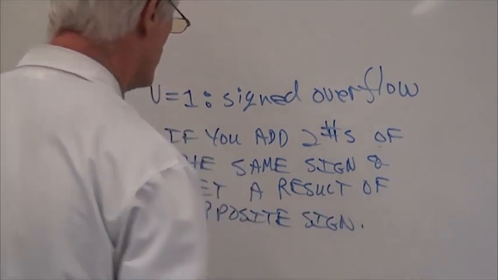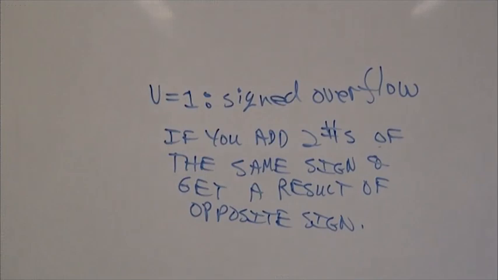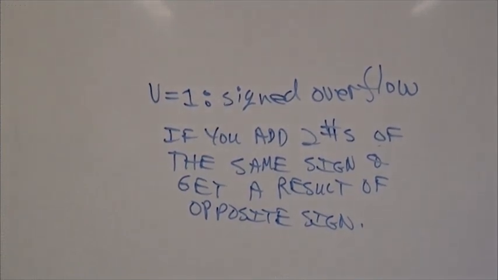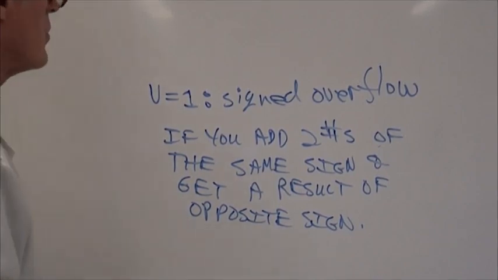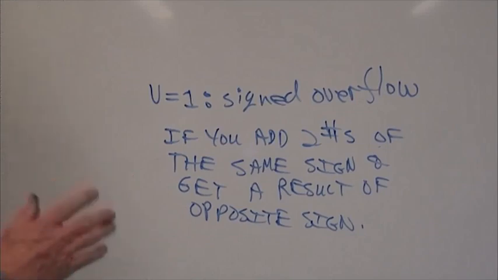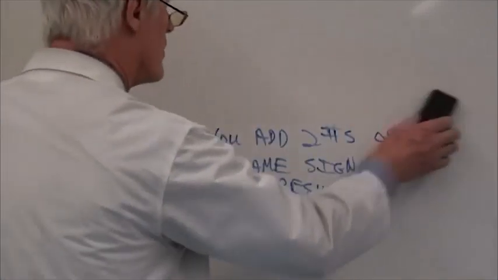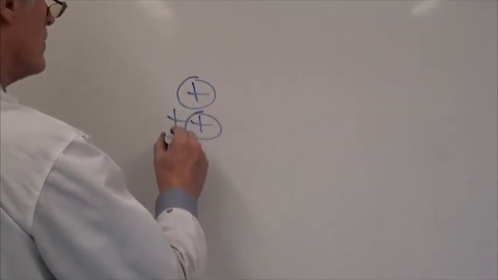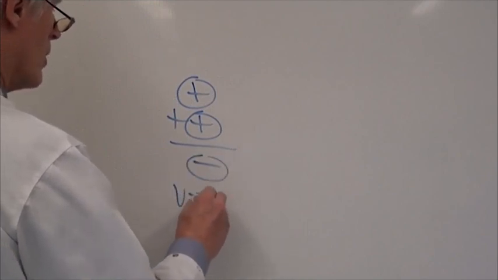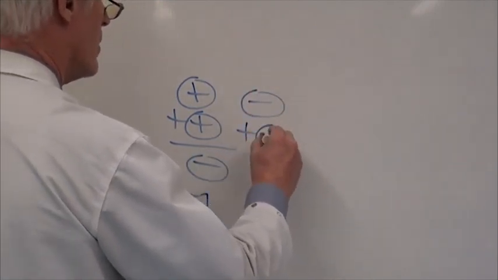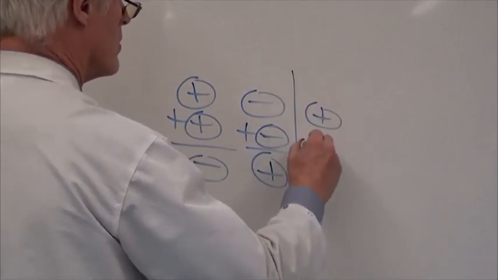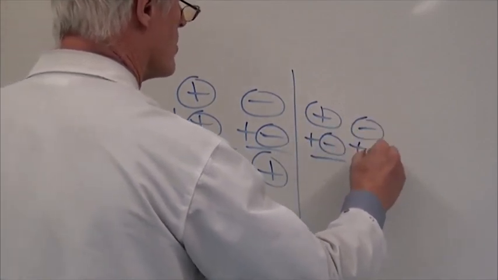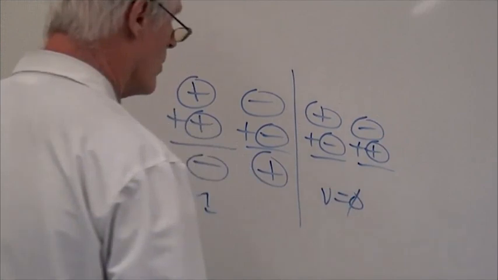So this is what a signed overflow is. Now, if we want to diagram that a little bit, so only if you add two numbers of the same sign. So if you've got this written down somewhere, here's the concept. You can get a signed overflow if you add a positive plus a positive and get a negative, V is 1. If you add a negative plus a negative and get a positive, V is 1. However, if you add a positive plus a negative or a negative plus a positive, V is 0.